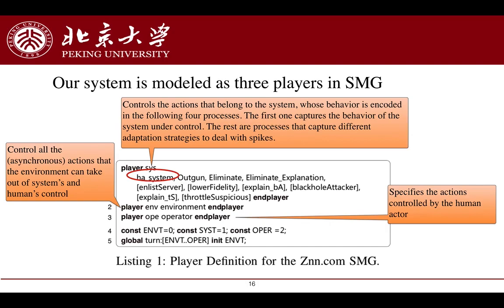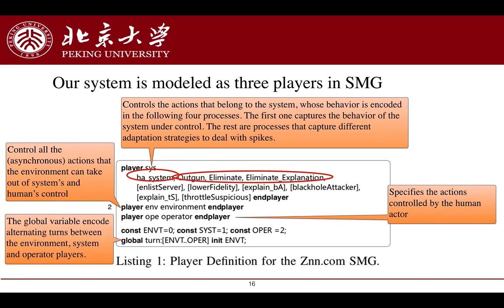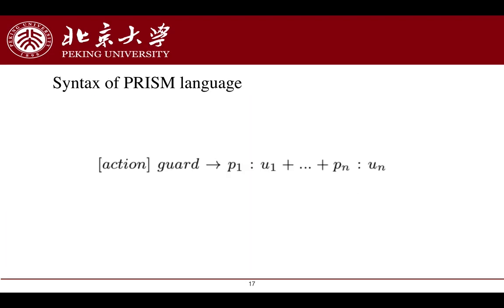The first one captures the behavior of the system under control, and the rest 3 are the processes that capture different adaptation strategies to deal with the spikes, which will be elaborated later. And there is a global variable term, which is used to explicitly encode alternating terms between the environment, system, and operator players. We model the stochastic multiplayer game using the syntax of Prism language, and here is an exemplified command.